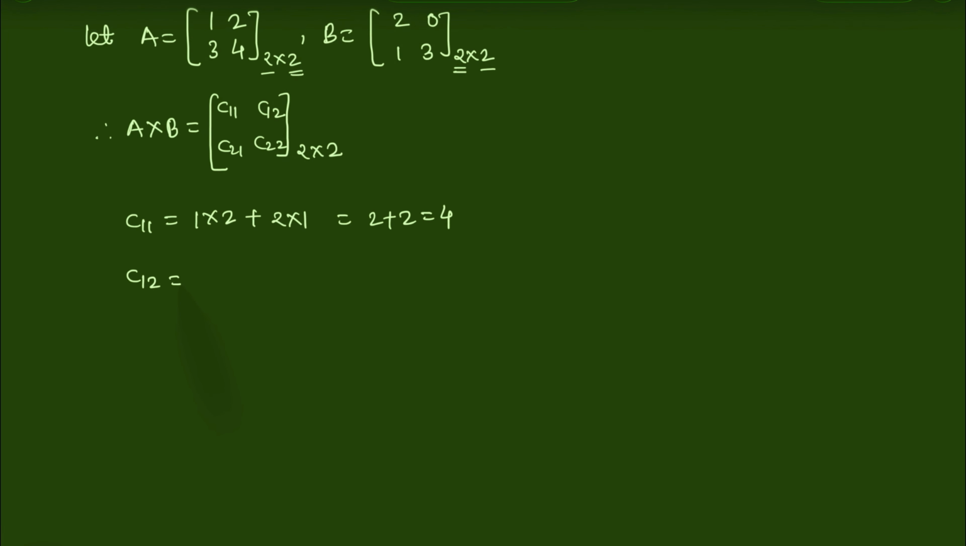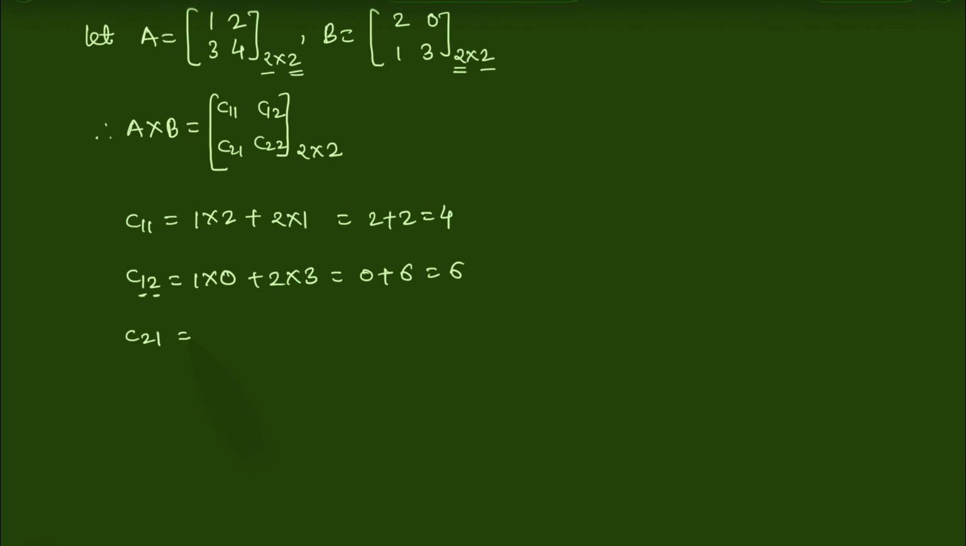Now C12, which is the multiplication of the first row in A with the second column in B, which is 1, 2 and 0, 3. Now 1 into 0 plus 2 into 3, which is 0 plus 6, which is equal to 6.